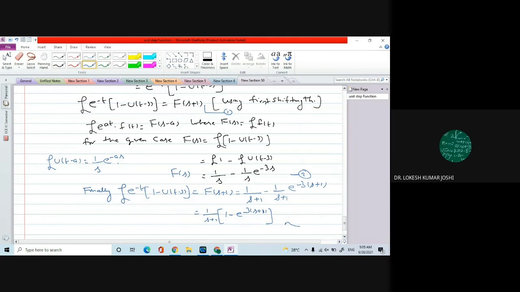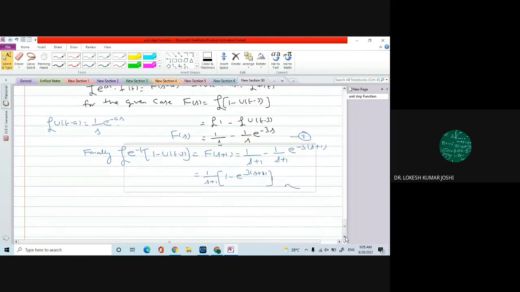Similarly, we can solve other questions as well. If we see one more example based on this type, it will be like this. Example number 3. If g(t) equals 0 for t lying from 0 to 5 and its value is t minus 3 for t greater than 5, now find the Laplace transform of g(t).